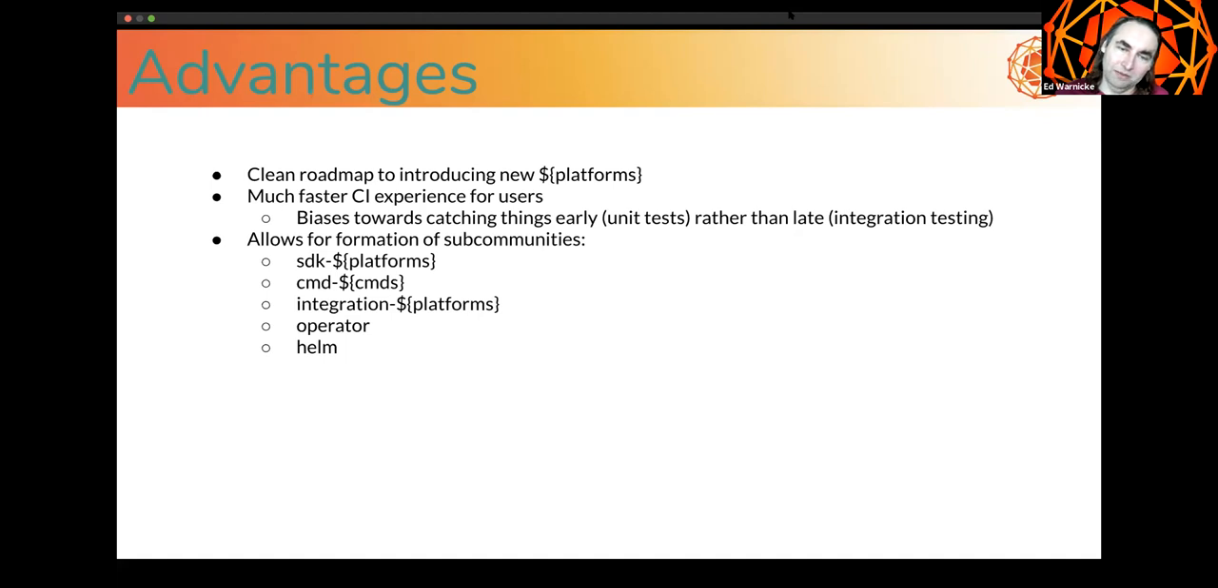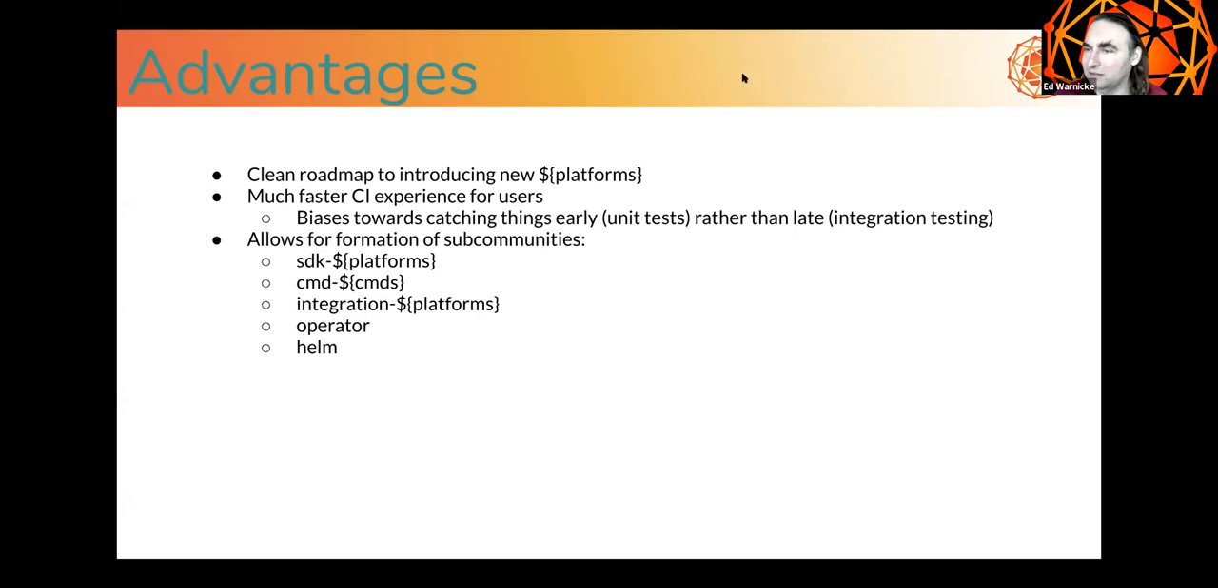It also allows for forming of sub-communities, which I think is very healthy, right? We've already got a loose grouping of folks who are focusing on the SRIOV stuff. So if we wind up with an SDK-SRIOV and a command-forwarder-SRIOV, you would naturally get sub-communities forming around those. Or for example, we've already got some folks who've turned up who've been working on an operator for us, and it gives them a natural place to organize themselves around. And I think that gets to be quite healthy. Any questions, comments? I think we've had a really good discussion around this overall.